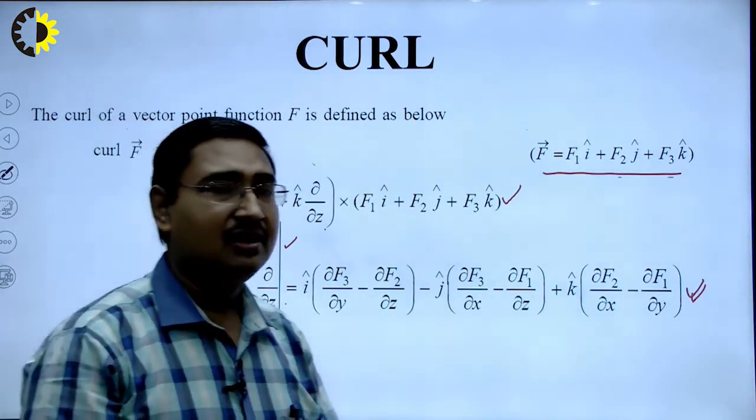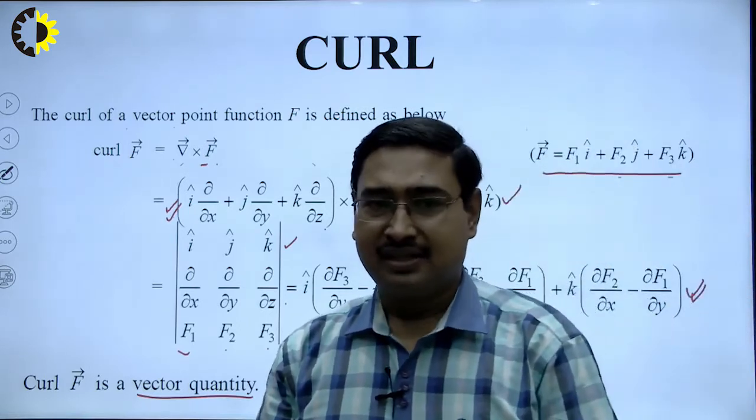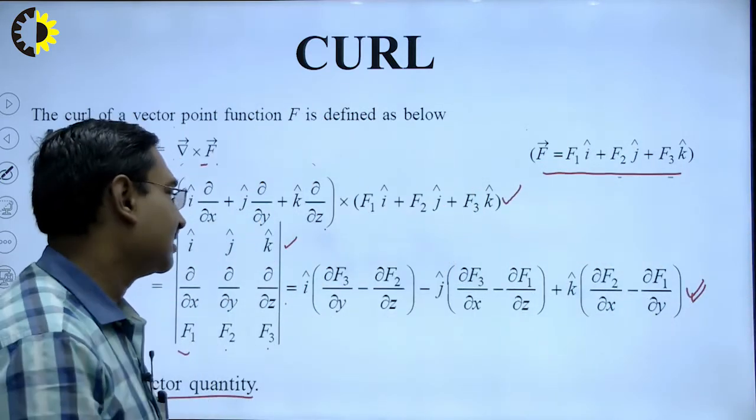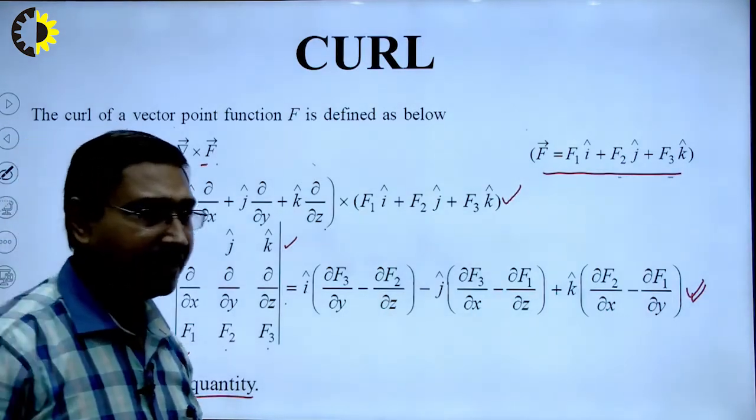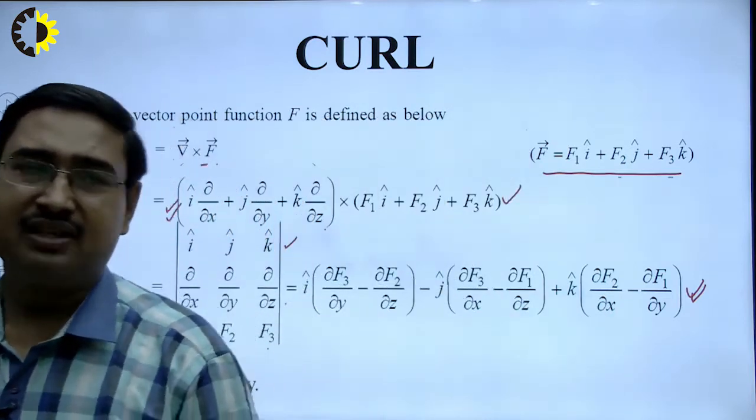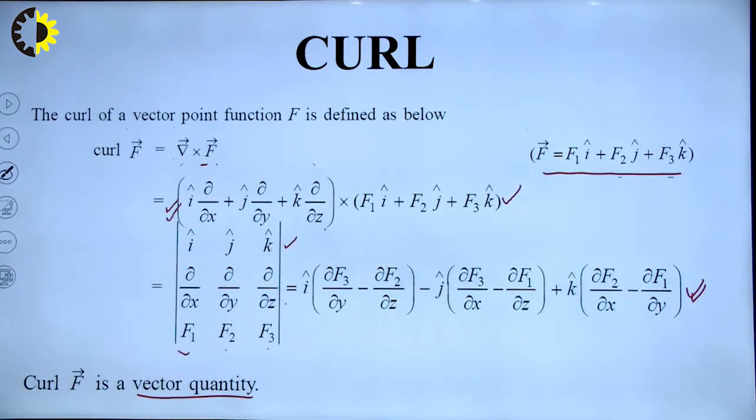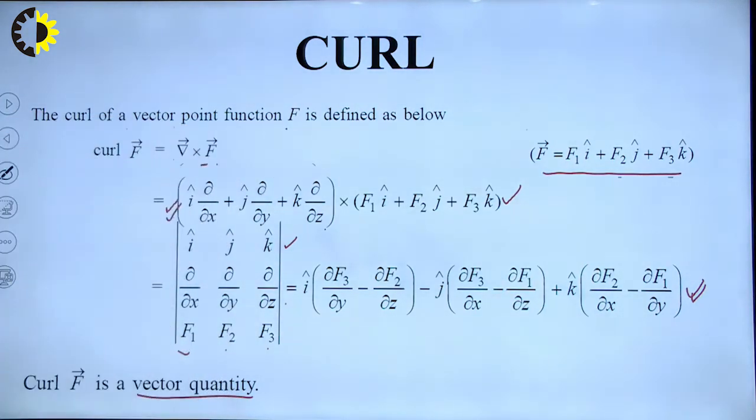Thus, we have seen three quantities till now. One was gradient, second was divergence, third was curl. In gradient, a scalar function was converted to a vector function. In divergence, a vector function was converted to scalar function, and in case of curl, a vector function is converted to another vector function.